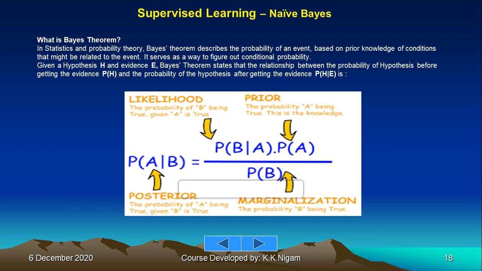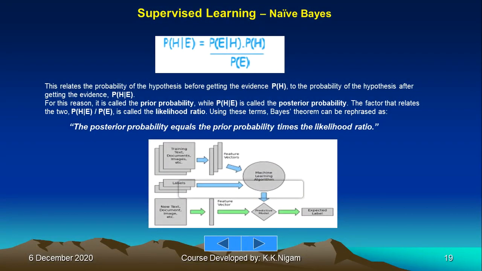Given a hypothesis H and evidence E, Bayes theorem states the relationship between the probability of the hypothesis before getting the evidence, that is P(H), and the probability of the hypothesis after getting the evidence, that is P(H|E). So this is the formula for that.